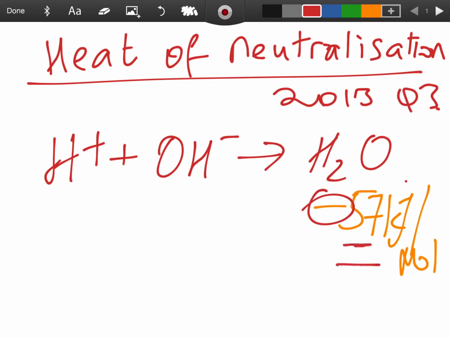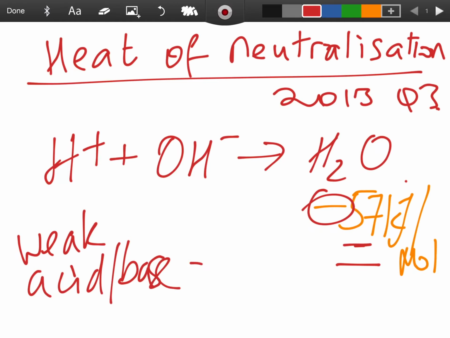And 57, don't worry about remembering it. They'll ask you it in the question. Now, if they asked you to explain why you would get a lower value than minus 57 kilojoules per mole if you were using a weak acid or a weak base, you need to be able to explain that. So what do you know about a weak acid or a weak base? Well, you know they don't fully dissociate, okay? So some of the energy that would have been made is used to make the weak acid and weak base dissociate fully. So some of the energy is used to encourage dissociation, and therefore your value at the end for delta H is less than minus 57. So that's what you need to say there if you're asked that in a question, okay?